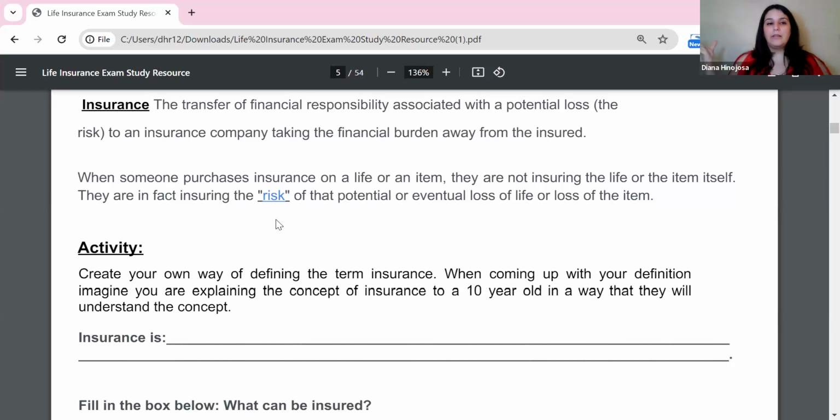We're all going to die, unfortunately, you know? So there's always that risk. That risk is there. So we can insure our lives. If the risk is present, if there is a risk to insure, then we can insure that item.